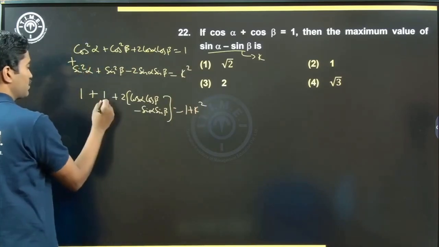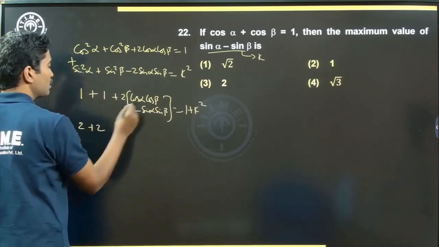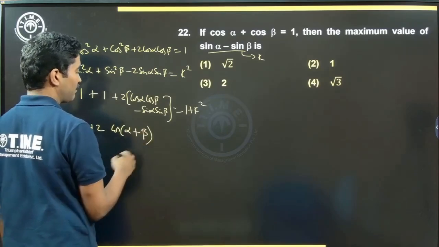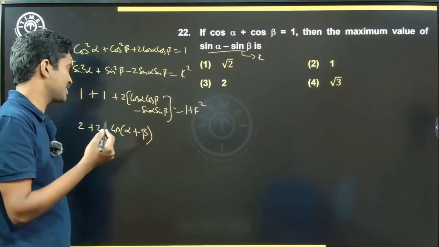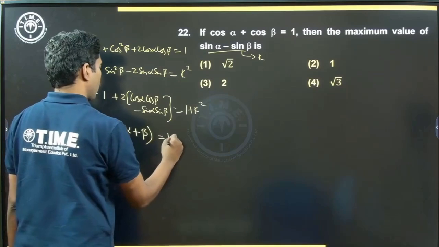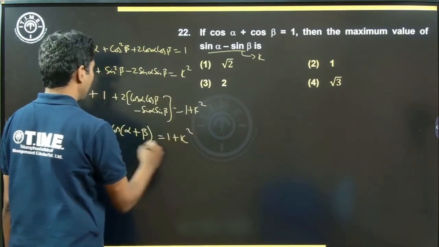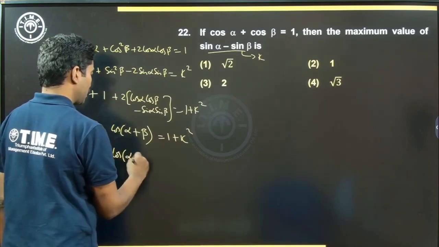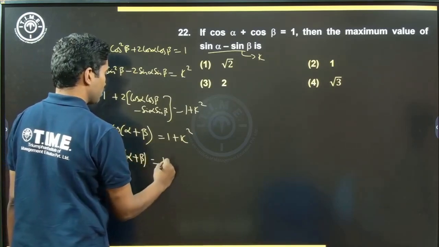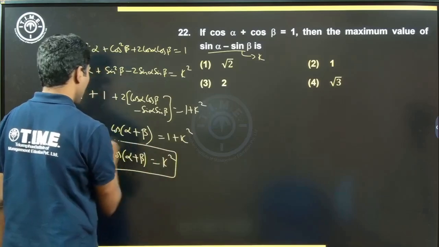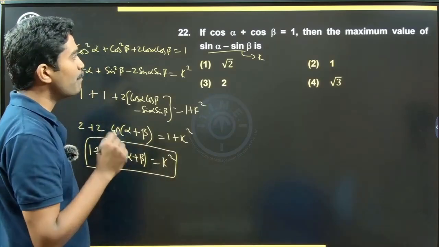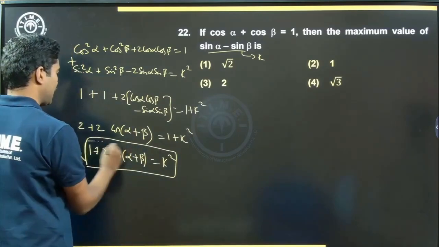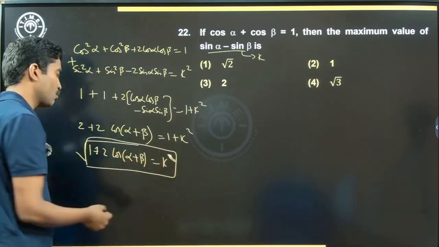What do we have? 1 plus 1, 2, 2 plus 2 times cos alpha plus beta. Cos alpha plus beta is cos alpha cos beta minus sin alpha sin beta, is equal to 1 plus k square. Okay, bring 1 here. 1 plus 2 cos alpha plus beta is equal to k square. Now tell me, what is the question asking? Find the maximum value of k. What is k? Square root of 1 plus 2 cos alpha plus beta.